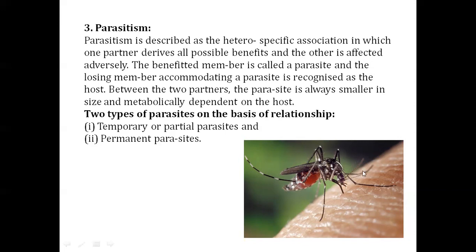So you can see when the Aedes or Anopheles or Culex mosquito is pregnant, she is ready to lay the eggs. They come actually to drink blood from the human. So when they drink the blood, they suck the blood, the human is affected, but they are getting benefited. So this is a type of parasitism. So that may be a temporary or partial parasite or a permanent parasite.